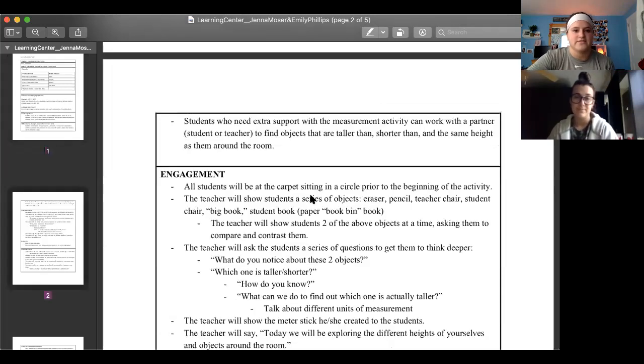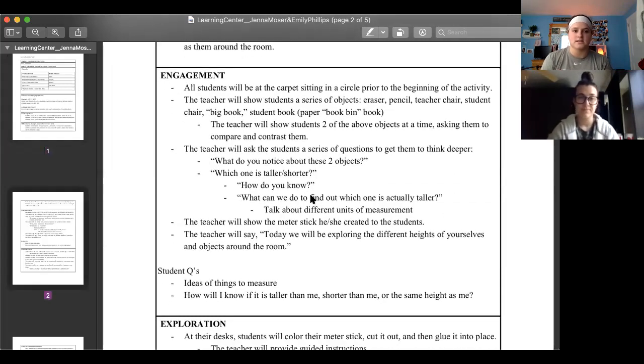Okay, so then for the engagement piece, to start the center, we would all be at the carpet. The teachers would have a couple different things, so an eraser, a pencil, a teacher chair, a student chair. And then at our placement, they use big books, as well as students have these little tiny paper books in their book bins. So that would be a part of the showing and the comparing of heights and stuff like that.